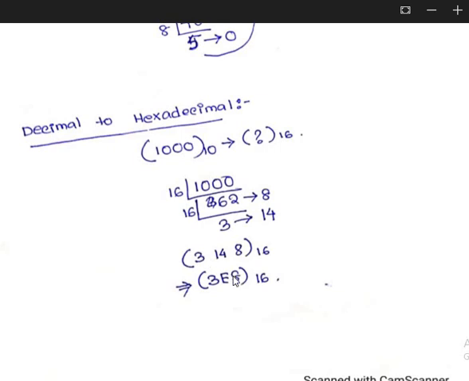As I have told you, in hexadecimal we are going to use A to F for 10 to 15. Instead of using 10 to 15 directly, we will use A to F. Now, things are very clear.